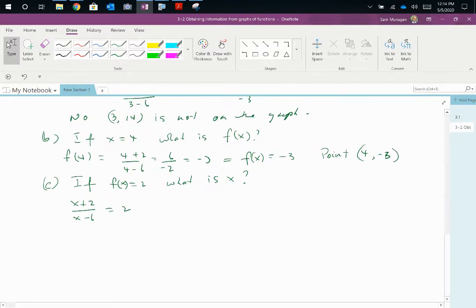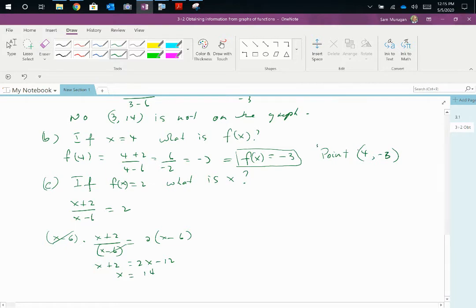And we would need to solve this, so we would multiply both sides by x minus 6. Which gives x plus 2 is equal to 2x minus 12. So x is equal to 14. Okay, so let me just box the answers here. X is equal to 14, and of course that point is 14 and 2.